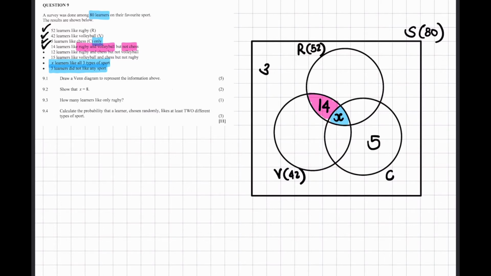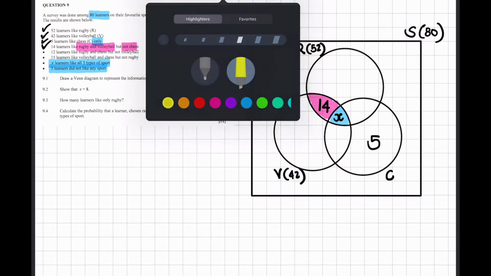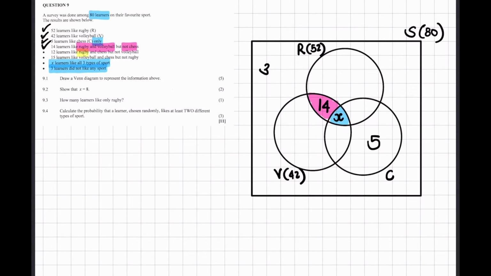12 learners like rugby and chess, but not volleyball. So rugby and chess, but not volleyball. So rugby and chess, the intersection of the 2 circles of rugby and chess is that whole section over there, but that includes a little bit of volleyball. So that means that rugby and chess and no volleyball will be this part of the intersection here, and that's 12.